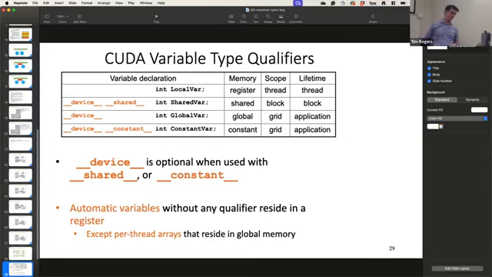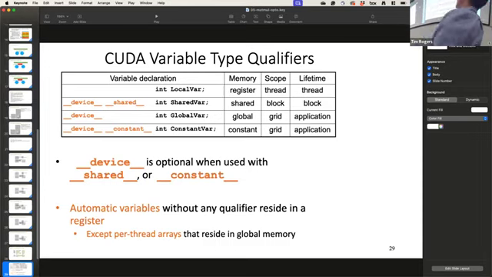And this is also a nice overview of the lifetimes of each of the individual spaces that you have, and the scope, right? So if you just do a local var, that's going to be thread private. It's going to essentially be a register if you don't have any qualifiers in front of it. So the memory is register, the scope is thread, and the lifetime is the lifetime of the thread, which means that this variable persists as long as the thread is alive.